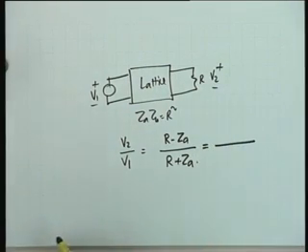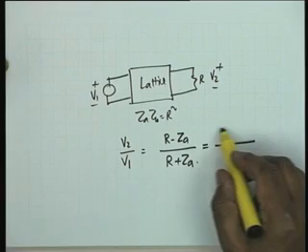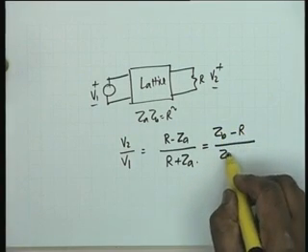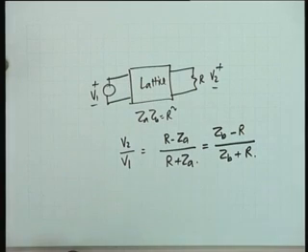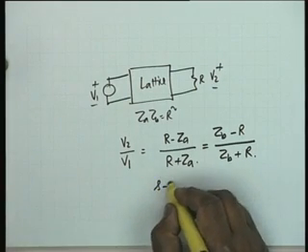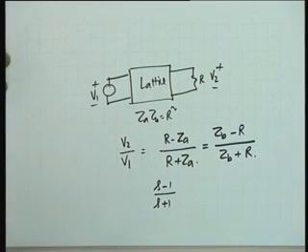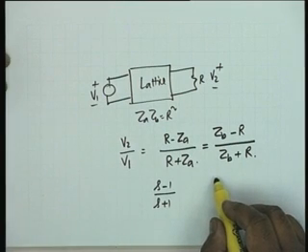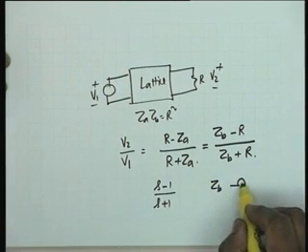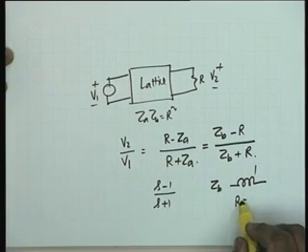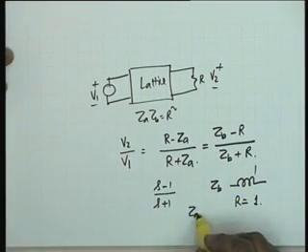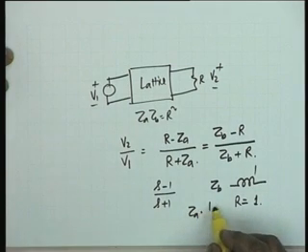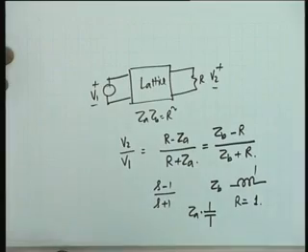Can you write this in terms of ZB instead of ZA? Yes, sir. Yes, because ZA is this, you can show that this is equal to ZB minus R divided by ZB plus R. Okay. So that if the function is s minus 1 by s plus 1, all that you require is ZB should be an inductor of value 1 and R should be 1. What is ZA then? A capacitor of value 1 farad. It is obvious by inspection.